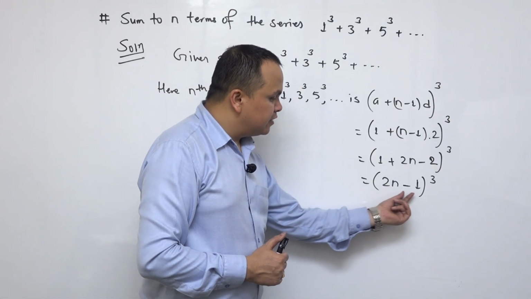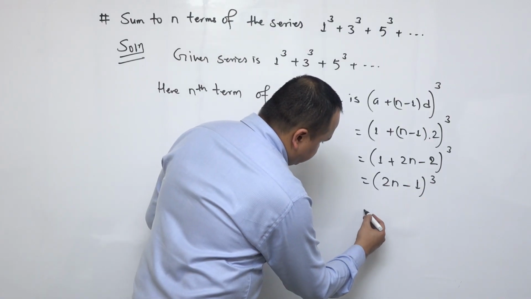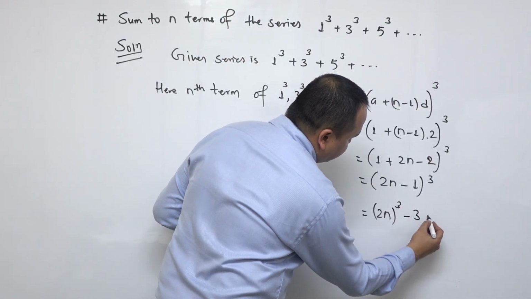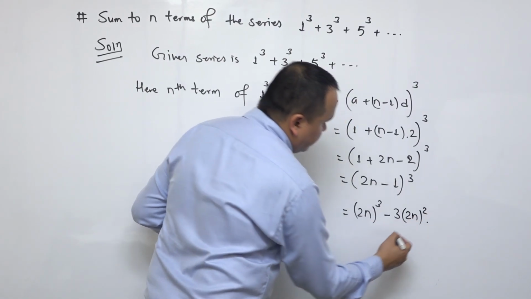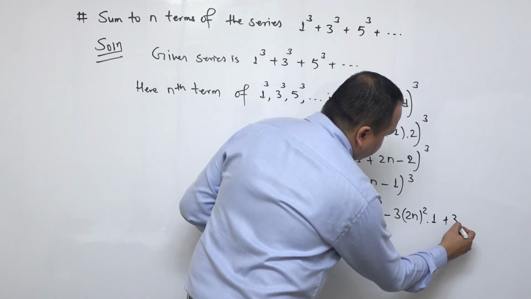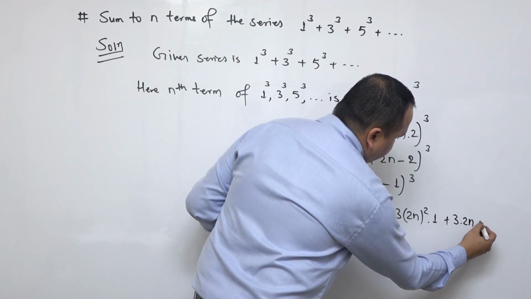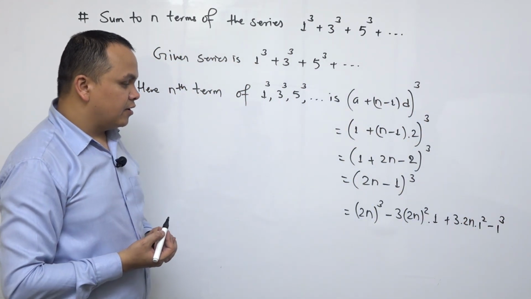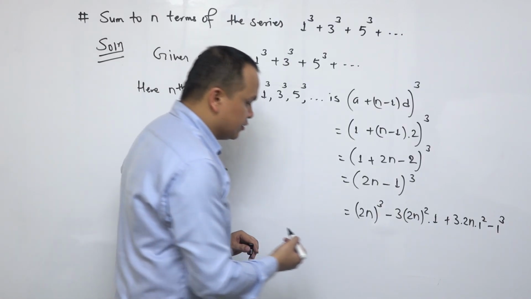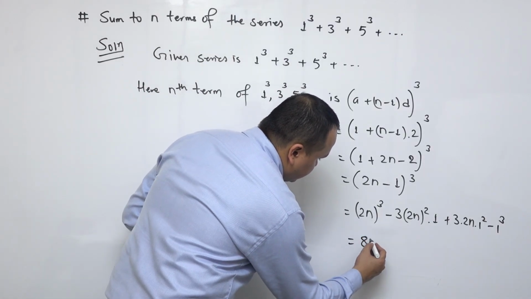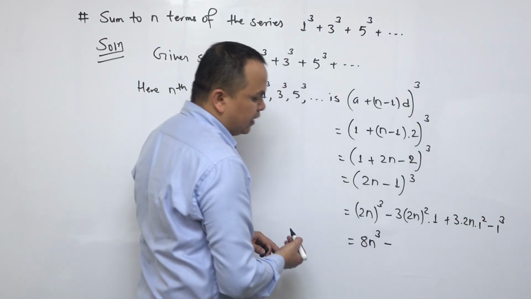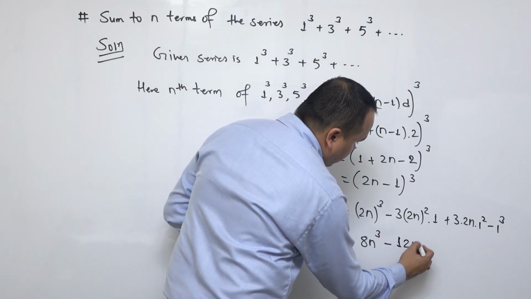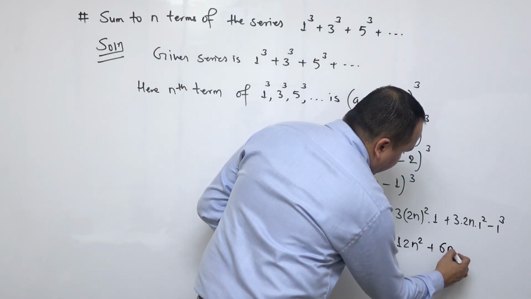Now formula of a minus b whole cube: a cube minus 3a square b plus 3a b square minus b cube. So with a as 2n, this is 8n cube minus 12n square plus 6n minus 1.